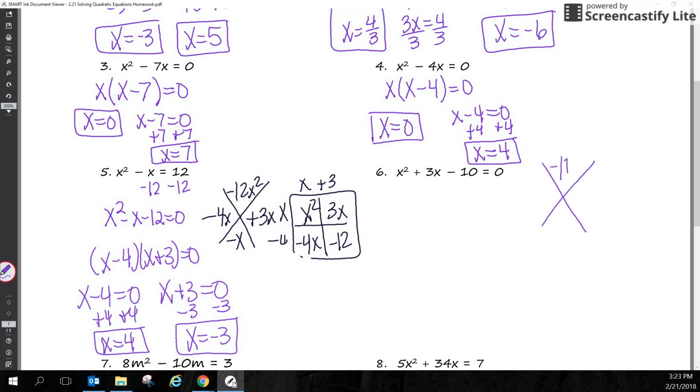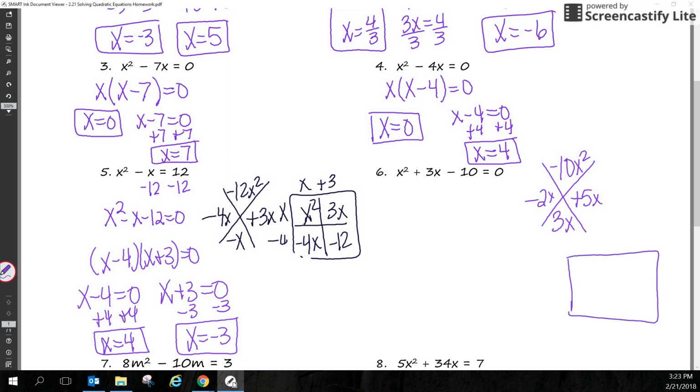So I've got negative 10x squared in the top and 3x in the bottom. We're looking for two numbers that multiply to negative 10 and subtract to 3. So 5 and 2 would subtract to 3. Since 3 is positive, I want the bigger factor to be positive.